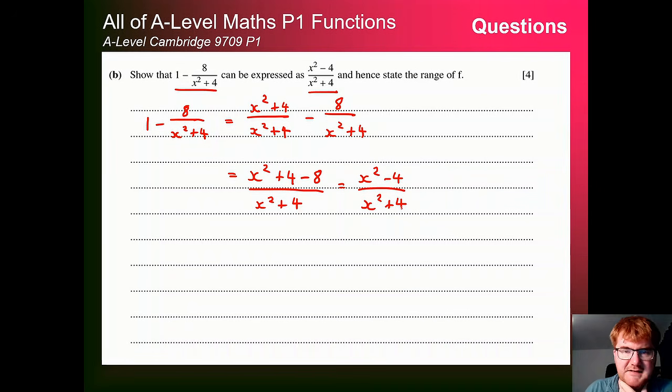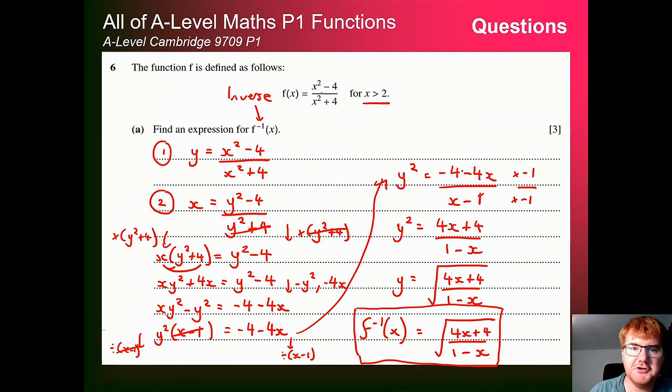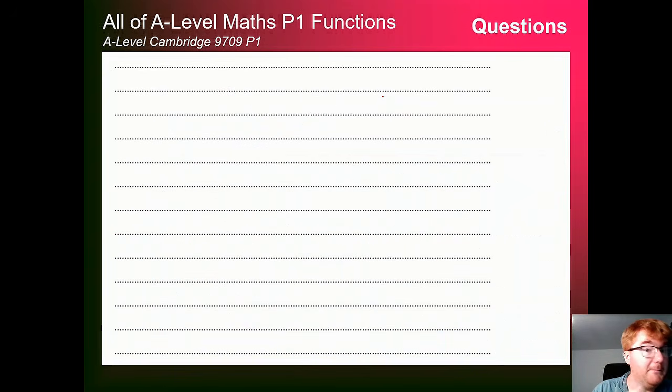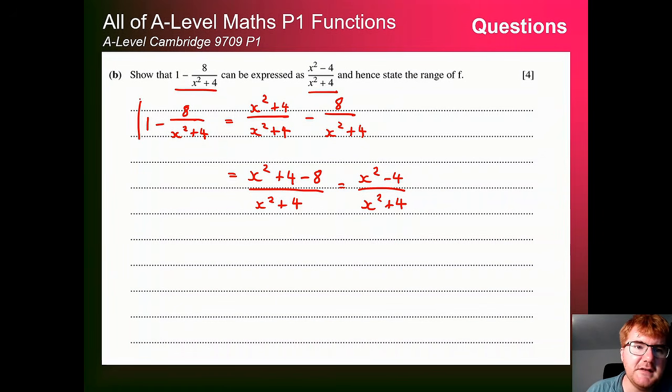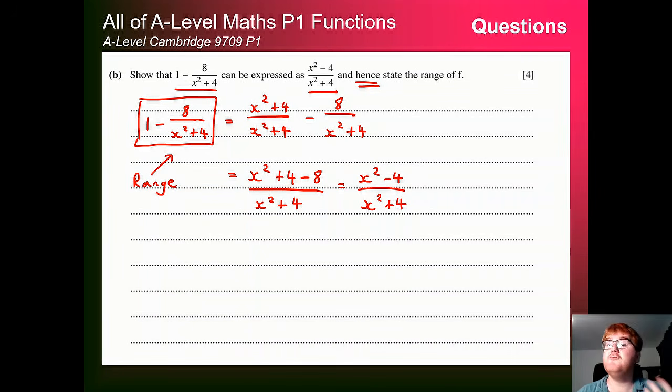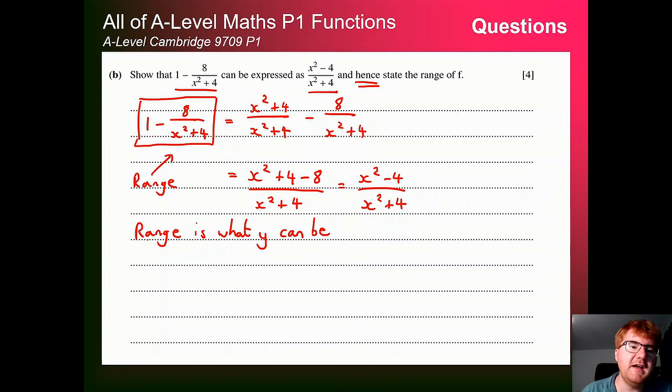Perfect. Right, and now using this fact, so using the idea that our original function, so this f function here, notice x is greater than 2, so we'll come back to that, is the same as this. Essentially what the question is asking, because they're using this word hence, they want you to state the range of f using this. So you want the range of this function. Now just to remind you what the range means, range is what y can be. And you're thinking, there's no y's here. Well, remember we can write the f function as equal to this. So 1 minus 8 over x squared plus 4.